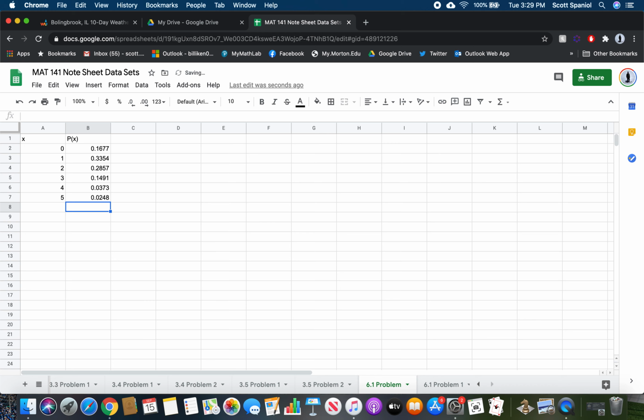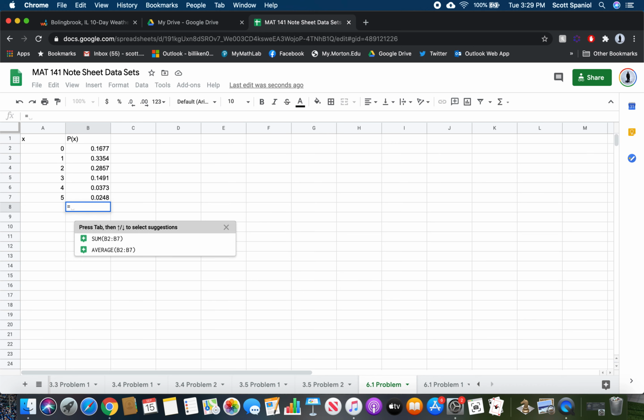Okay. And so it says the problem wants us to verify that this is a discrete probability distribution. So there's a couple things we need to do there, right? One is we need to make sure that the value of each probability is between 0 and 1, which you can see here, these all are. And then the other thing we need to do is we need to make sure the sum is equal to 1.